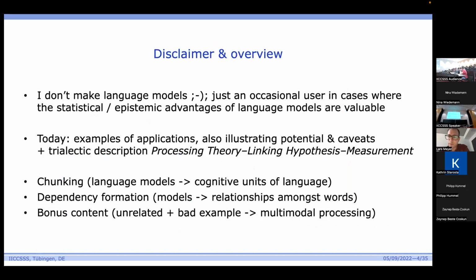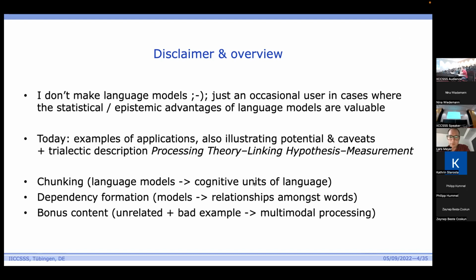So I don't make language models myself, so please don't ask detailed questions. Halfway joking, but it's true. I'm, like I mentioned already, an occasional user in cases where the statistical epistemic advantages of language models are valuable, say limited acquisition time, or a research question that needs a continuous stimulus because I'm interested in fluctuations over time or something like that, right? But it really depends on the research question that you're asking. So I will just give a couple of examples of applications and illustrate the potential and caveats within the trialectic description of processing theory, linking hypothesis, and measurement.